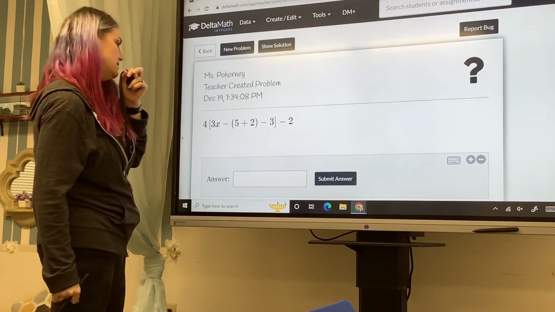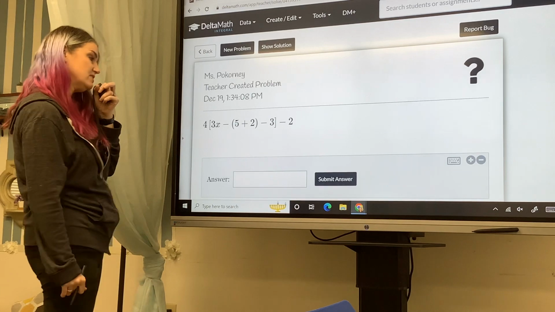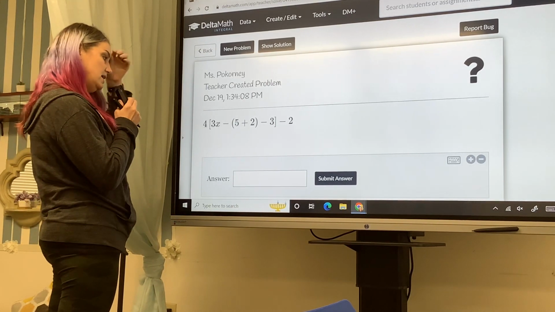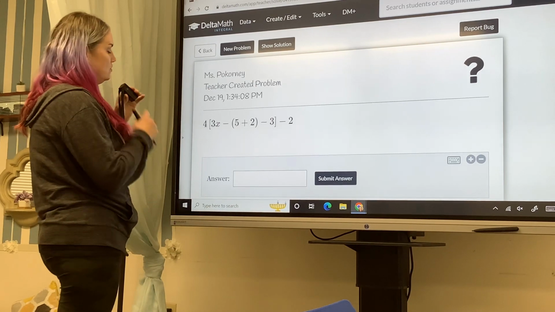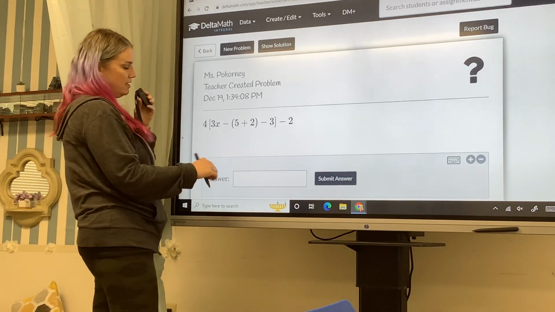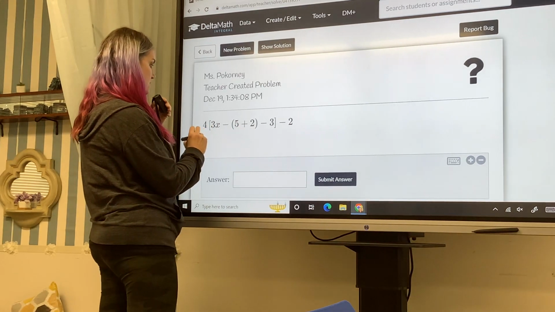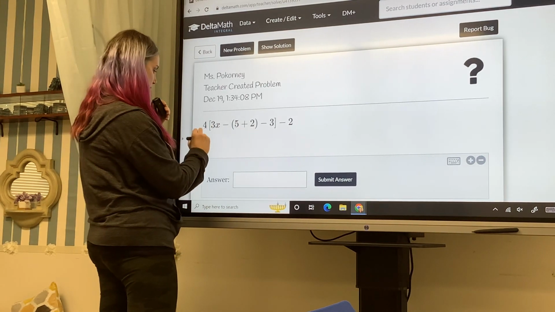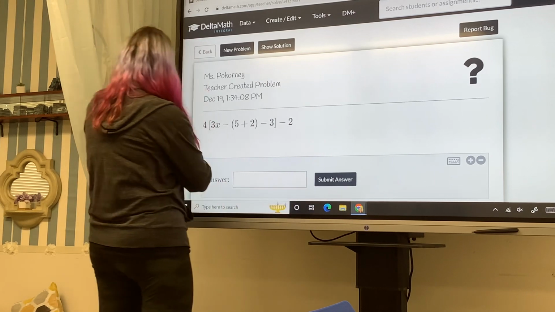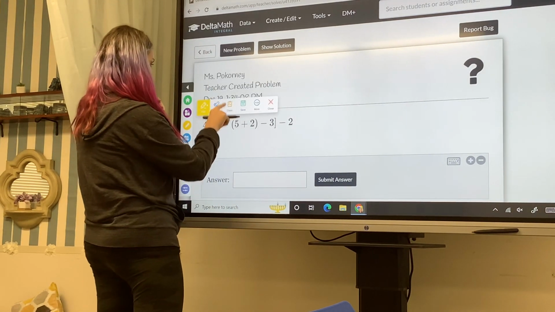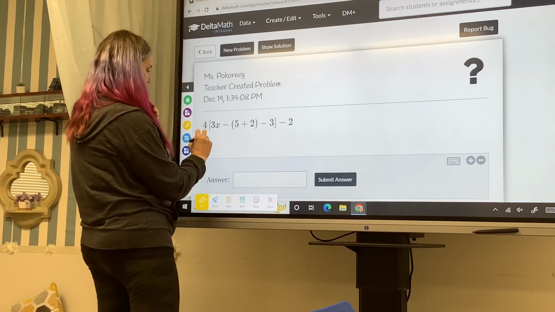The last type of question you might have, this one combines two skills, order of operations and combining like terms. So you'll start with the parentheses. So you can do 5 plus 2 there, and I'm going to go ahead and write, I'm not going to write, just kidding. There we go. So I'm going to go ahead and write 4.